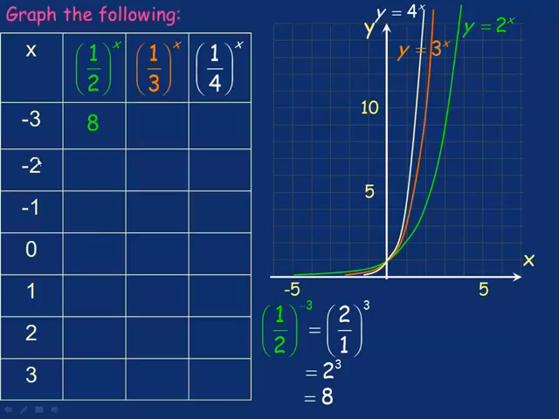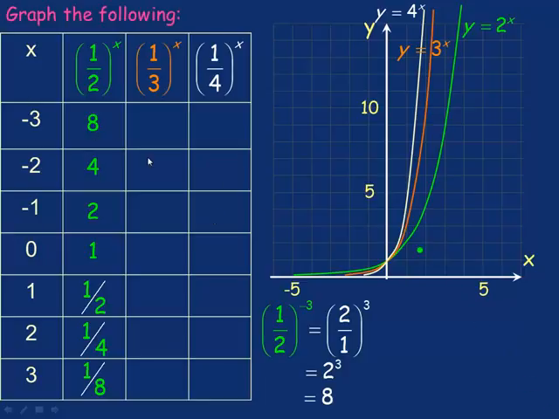If we raise a half to the power of -2, that would be the same as 2 squared, or 4. To the power of -1, we would get 2. And then a half raised to the power of 0 would be 1, same as all the ones in the last page. A half raised to the power of 1, of course, would be half. A half squared means a half times a half, or a quarter. And the last one is an eighth.